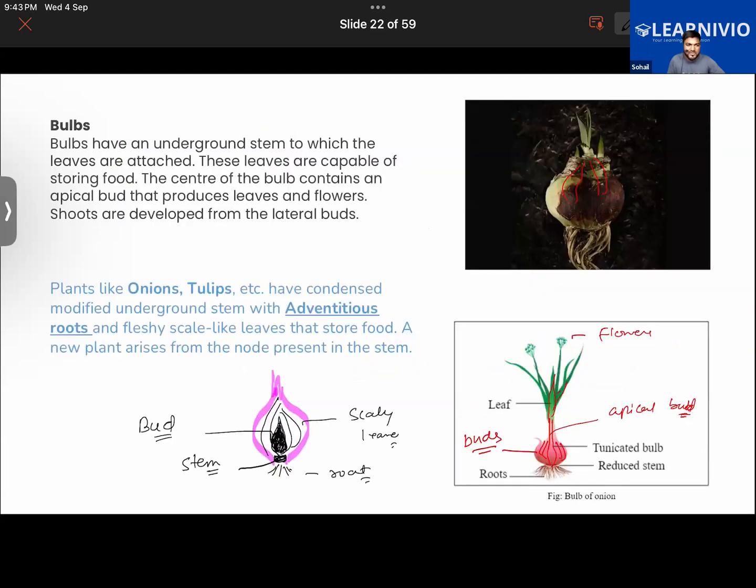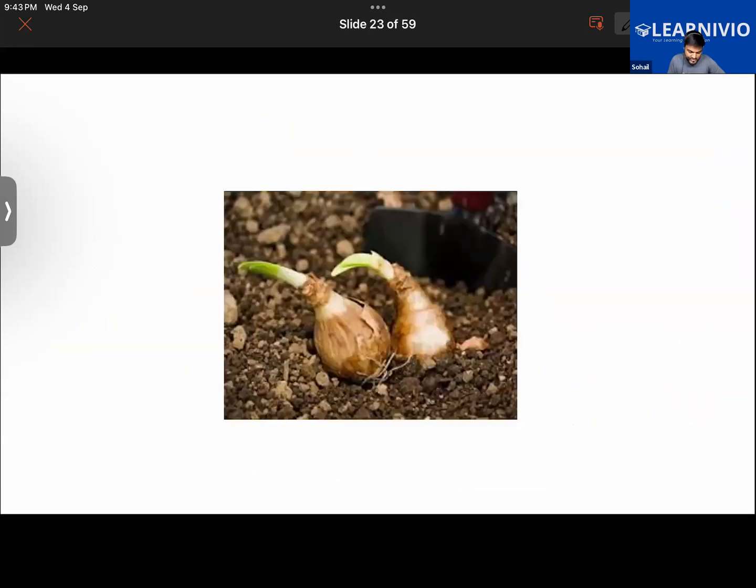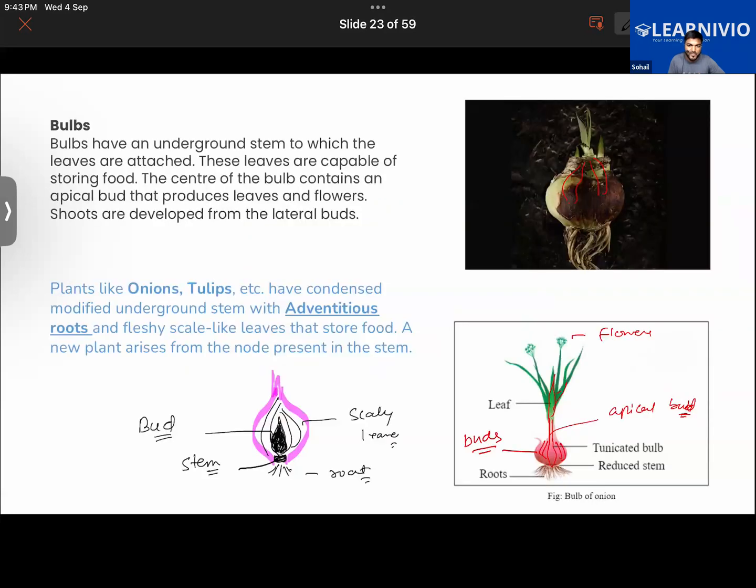We had the special case of bulbs also. I showed you one image over here, like this one. Bulbs are kind of underground stems to which the leaves are attached. Like these green leaves, they are attached to the bulbs. And these leaves are capable of storing food. Like this is eatable. It is added in many food items.